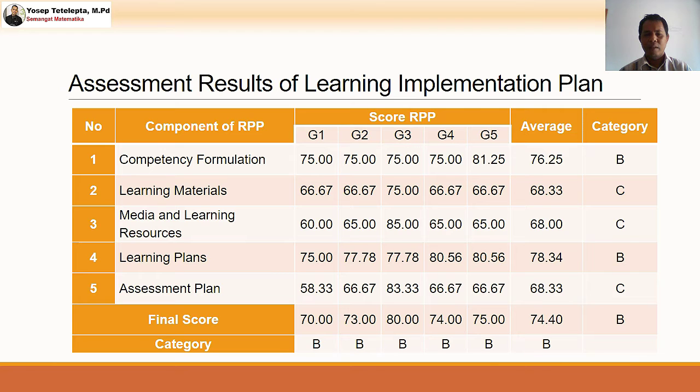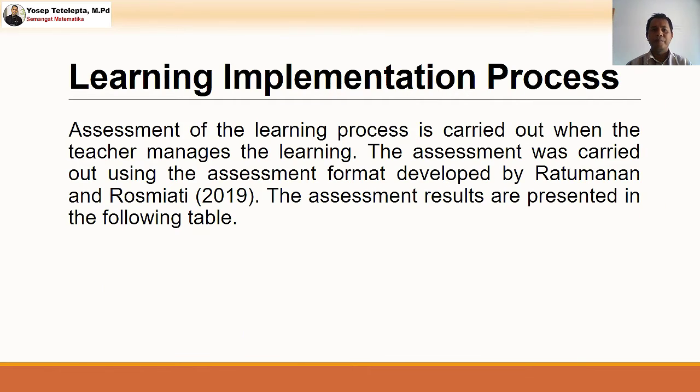Category C. Final score: G1 70.00, G2 73.00, G3 80.00, G4 74.00, G5 75.00, average 74.40. Category B. All the category is B.